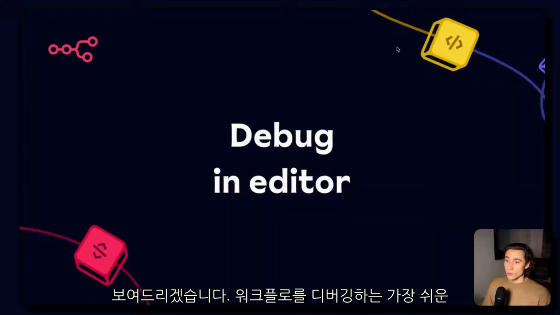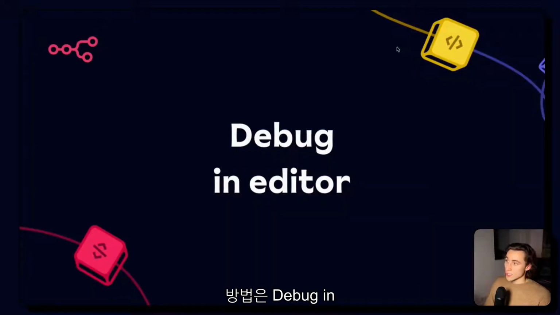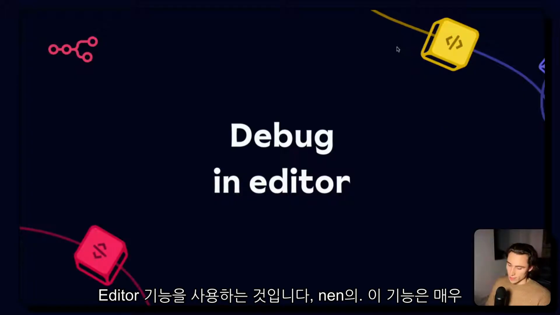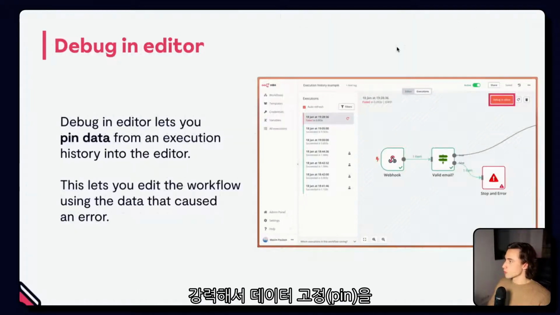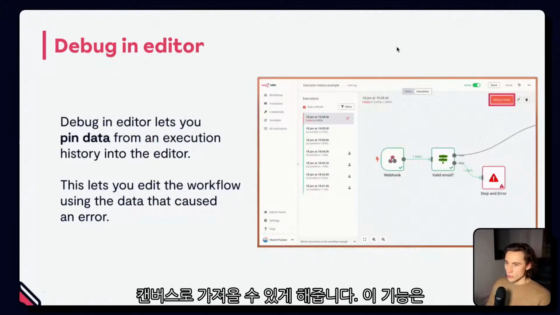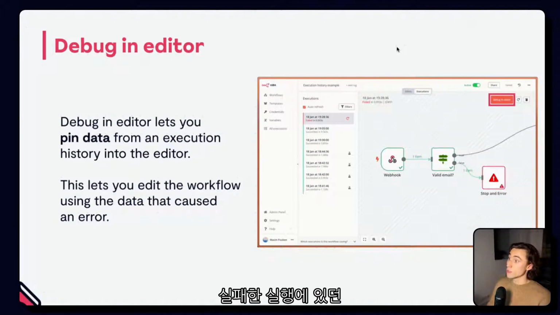The easiest way to debug your workflows is by using the debug in editor feature in n8n. This is a super powerful feature that lets you pin data from an execution history into the current canvas of the workflow. What this does is it effectively copies over whatever data was in, or whatever items were in the failed execution, and pins them into your current workflow's editor so that then you can use this data to debug.